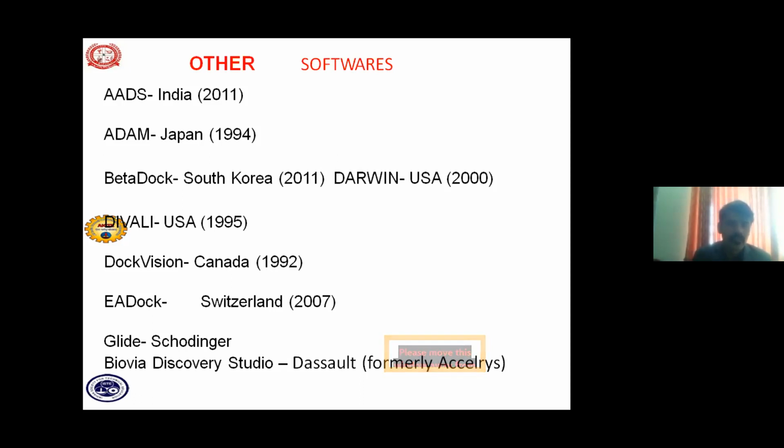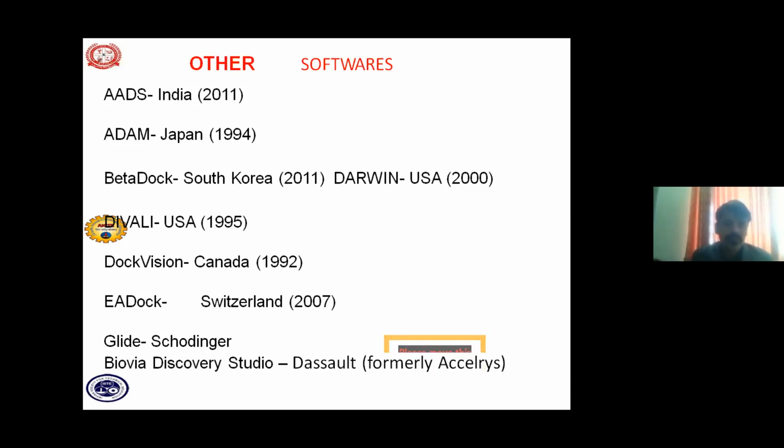Then another software is called ADM from Japan. Then Vitadock from South Korea, Darwin from the USA. Then another docking analysis software is Diwali. Then DOCK from Canada, Glide from Schrodinger, and BIOVIA Discovery Studio, which was from Accelrys and is now called Dassault. This software, Discovery Studio, I work on a lot.